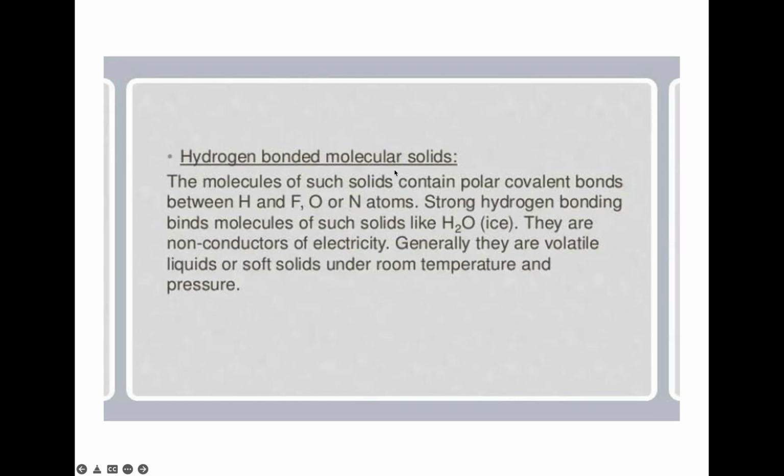Now, hydrogen bonded molecular solids. The molecules of these solids have polar covalent bonds between hydrogen and fluorine, oxygen or nitrogen. Strong hydrogen bonding binds the molecules of solids like water in ice, and they are non-conductors of electricity. They are volatile, becoming vapors easily, and they are soft solids at room temperature and pressure.